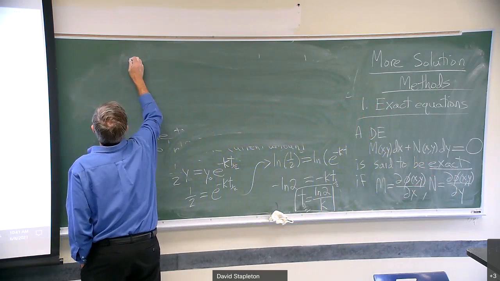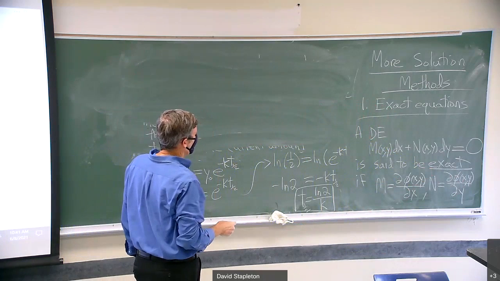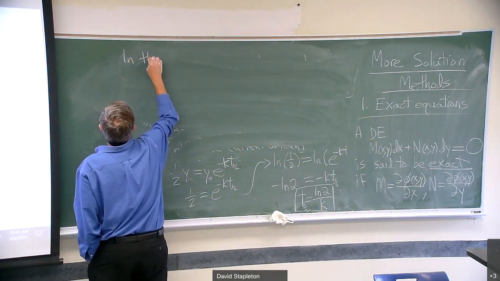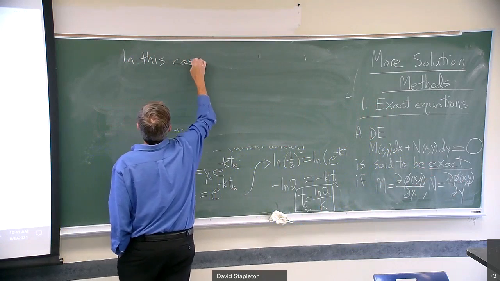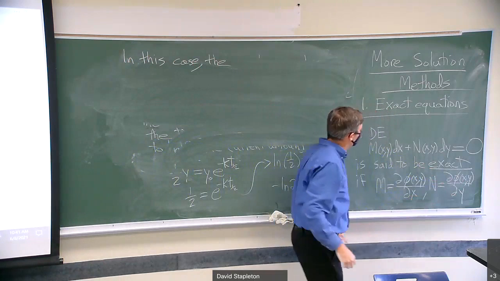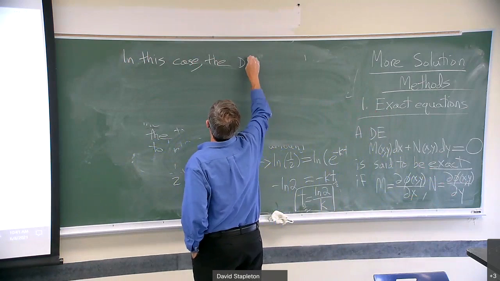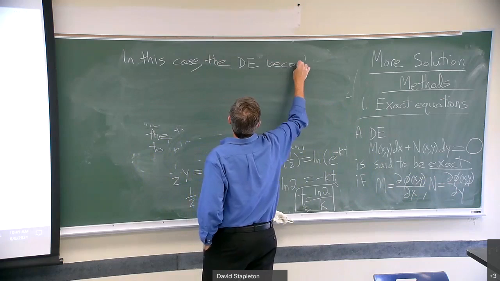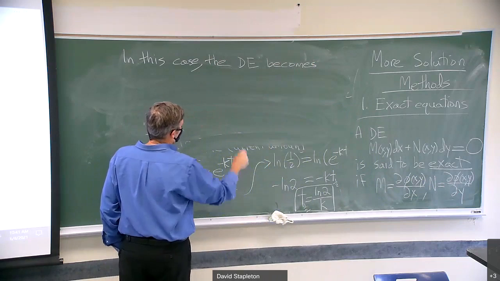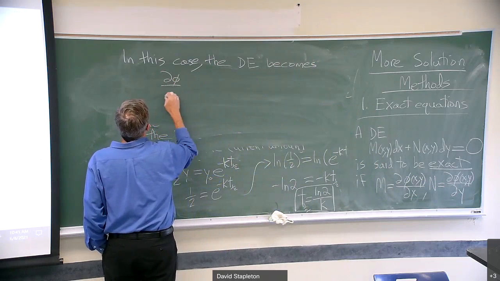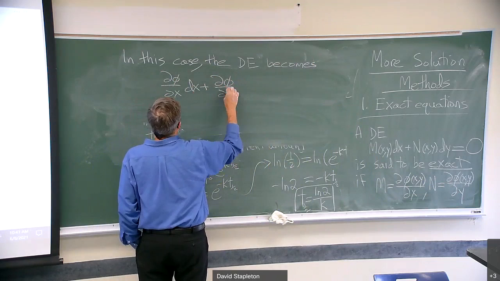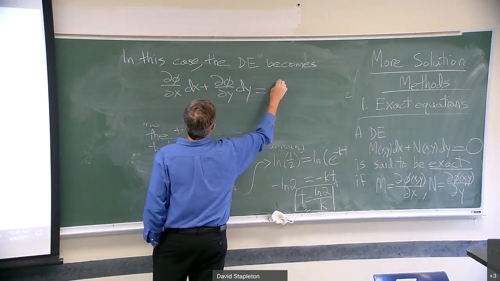So that's the exact equation. And this has to be the same function phi, right? So same function. In this case, the differential equation becomes, you kind of have to be lucky. This is the method of getting lucky. Really, it becomes, you just replace M by what it is, partial phi partial x. And you replace N by what it is, partial phi partial y. And the differential equation is this.